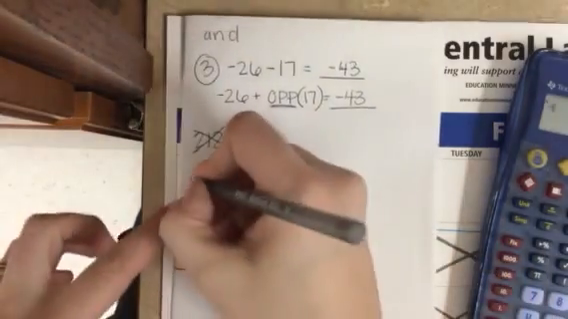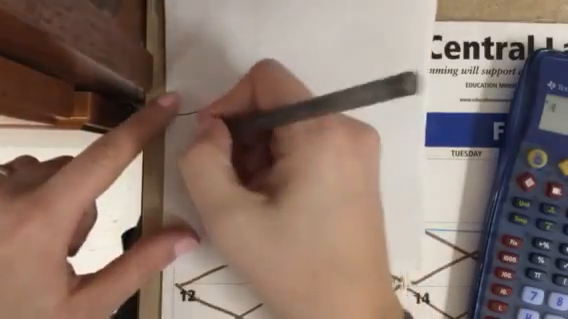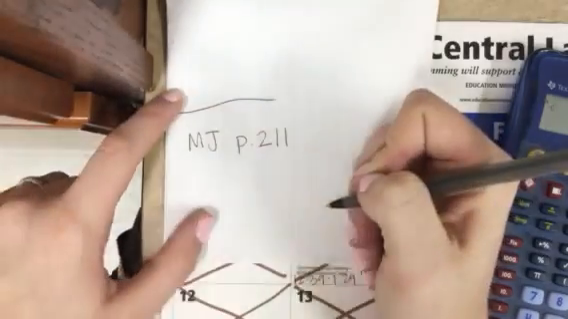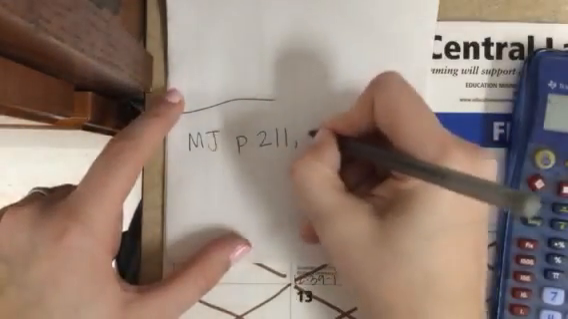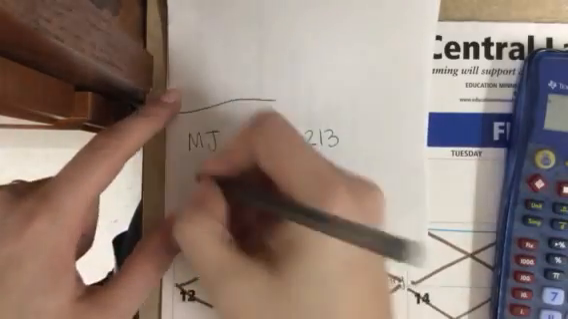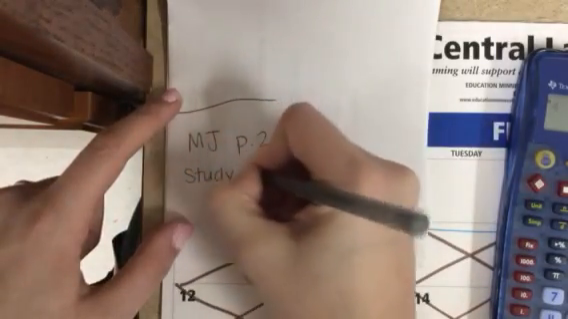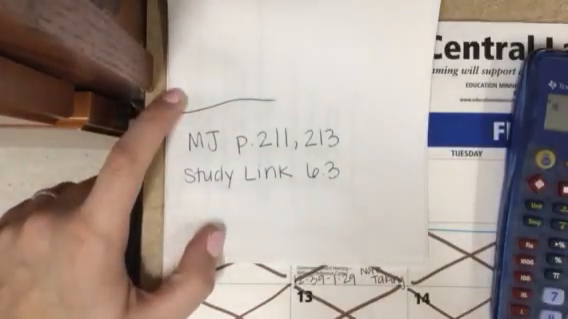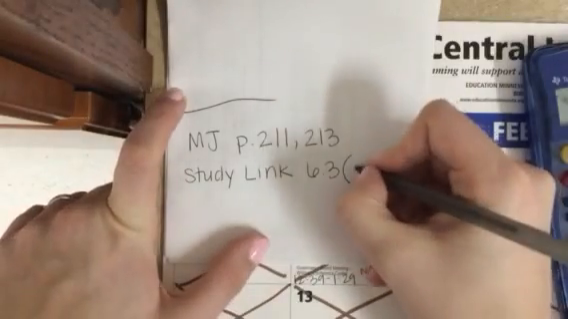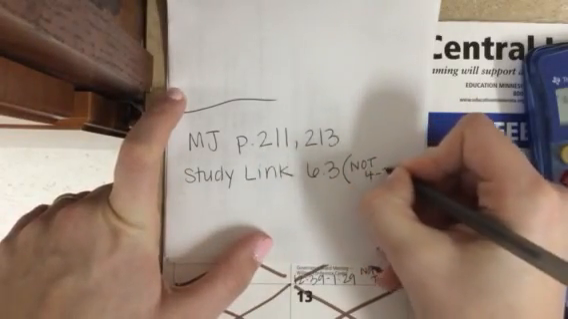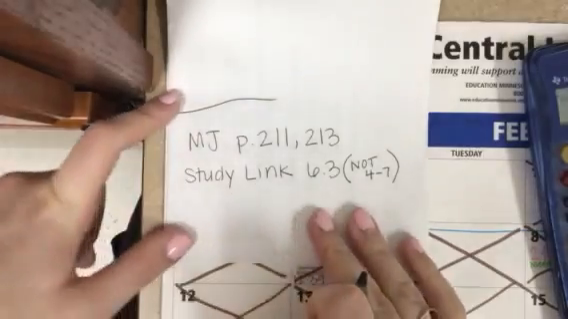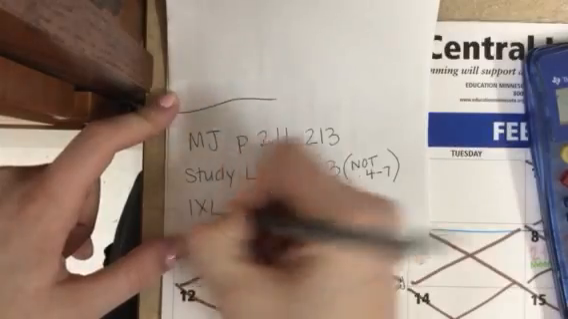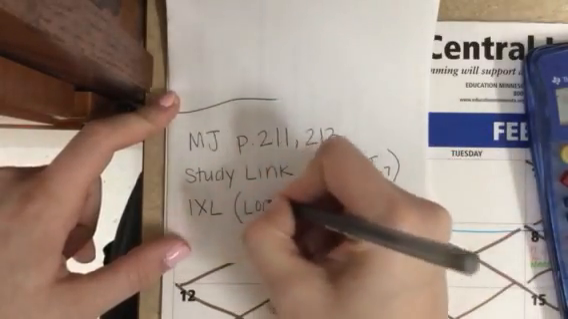So you're going to finish Math Journal, page 211. We are not doing 212. 213 is your math box, and then you do have a study link. Your study link is 6.3, and on that study link you're not going to do numbers 4 through 7, so you can cross those out right away. And then for IXL, I will write that up on the board for you so that you can see what we have today.